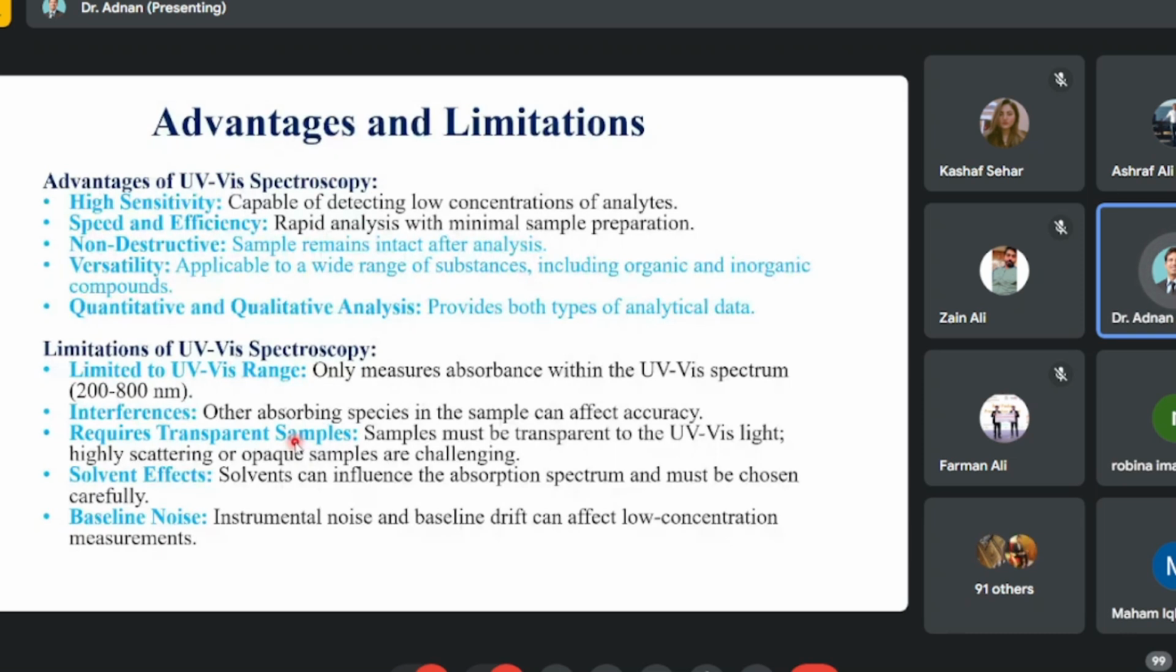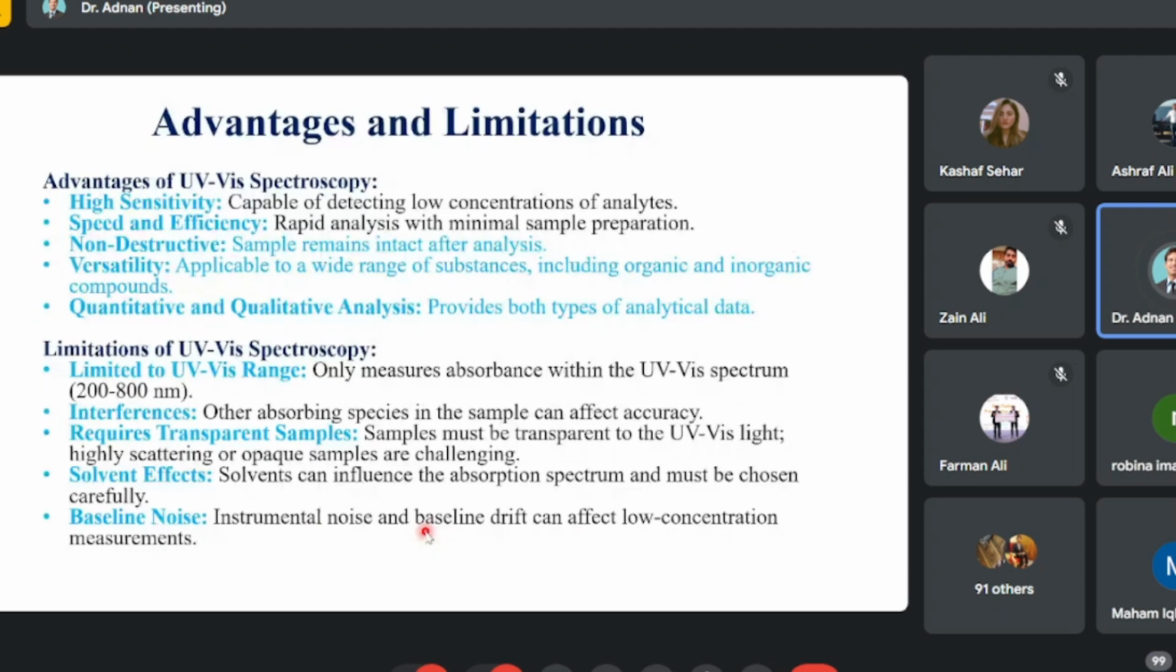There are solvent effects, whereas solvents have various lambda max shifts. So you have to find out the cutoffs for those solvents. I have already listed the table. And the last one is the baseline noise. The instrumental noise and baseline drift can affect the low concentration measurement. If the concentration is very low, the baseline will certainly affect the measurement.